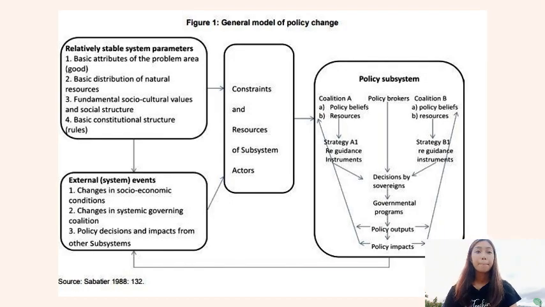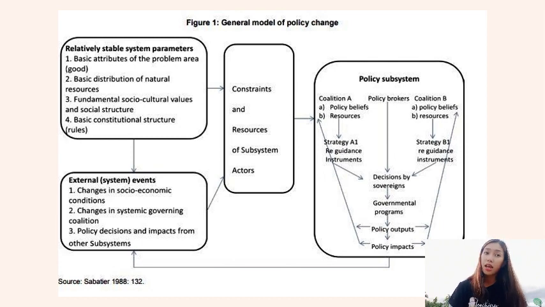Next. So this is now the ACF model. This is Figure 1, the general model of policy change. There we can find various terms like policy subsystem, stable system parameters, the constraints, the external events. So firstly, there are relatively stable system parameters: basic attributes of the problem area, basic distribution of natural resources, fundamental socio-cultural values and social structure, and basic constitutional structure.